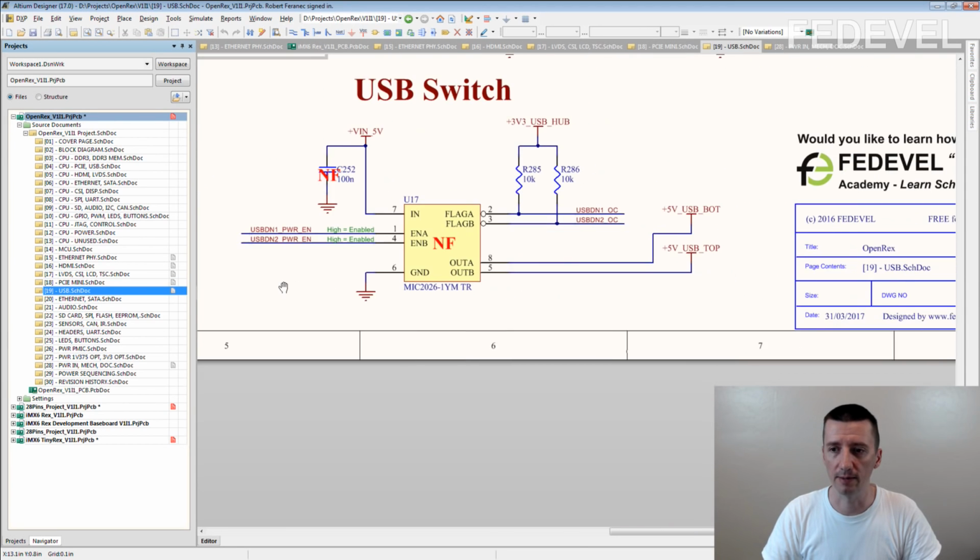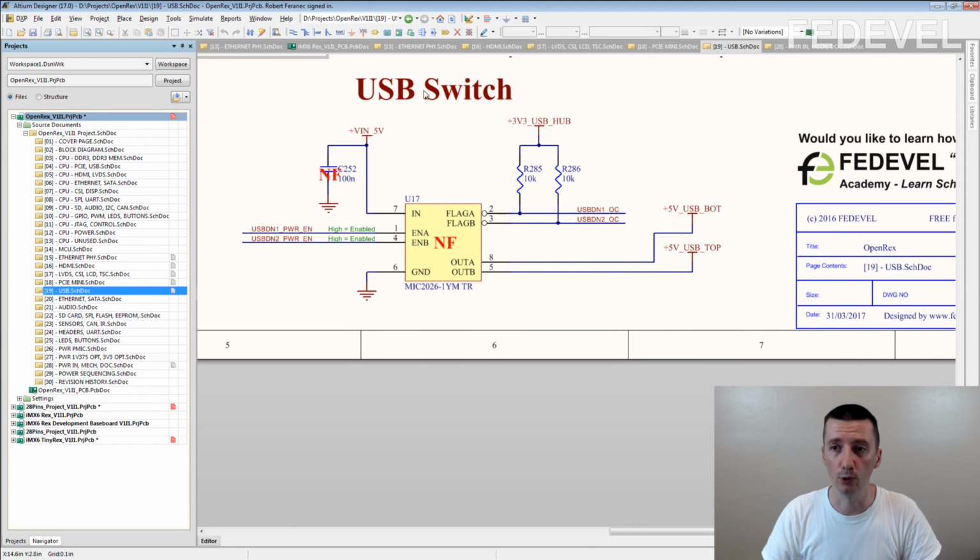Here is a different, very simple example, a USB switch. Again, you can see all the inputs are on the left side. This is the input voltage, these are the enable signals, and the outputs are on the right side of the chip. These are the outputs, and these are overcurrent signals. So if there is overcurrent on these outputs, this will send a signal to the processor that there is overcurrent on the output.